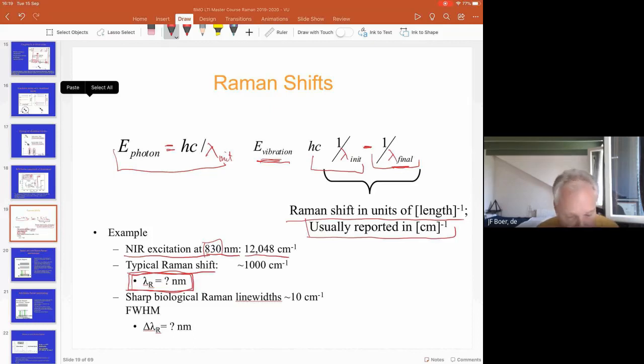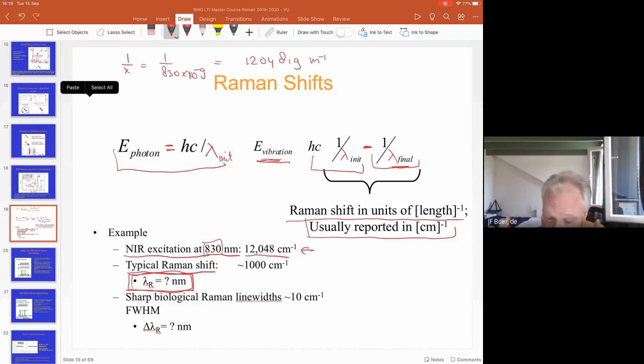So let's help you out here. Let's first verify how we get to the 12,048 inverse centimeters. So if you do 1 over lambda, that is 1 divided by 830 times 10 to the power minus 9, which is equal to 12,048.19 meter to the power minus 1. But we want to express it in inverse centimeters.